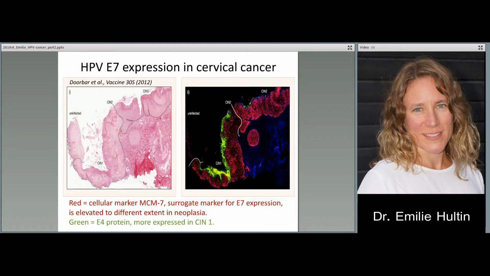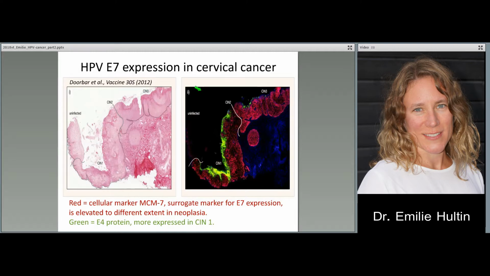So here we see a study by Durst et al., published in 2012. Here we see HPV E7 expression in cervical cancer. If we just look at the left picture, we see different grades of cervical neoplasia. To the left, we have some uninfected normal cells. Then we have low-grade lesions, higher-grade lesions, and then more high-grade lesions of cervical epithelial cells.